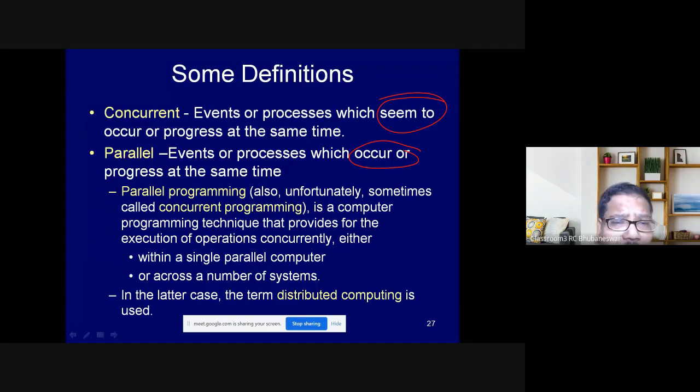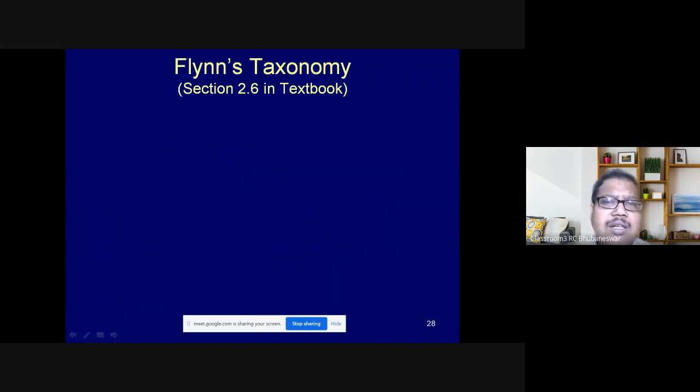Now coming to parallel programming, it is a computer programming technique that provides for the execution of operations concurrently, either on a single parallel computer or across a number of systems. Further, we can think of whether we can go for distributed computing software. So this is the concept to start with, and we can go further.